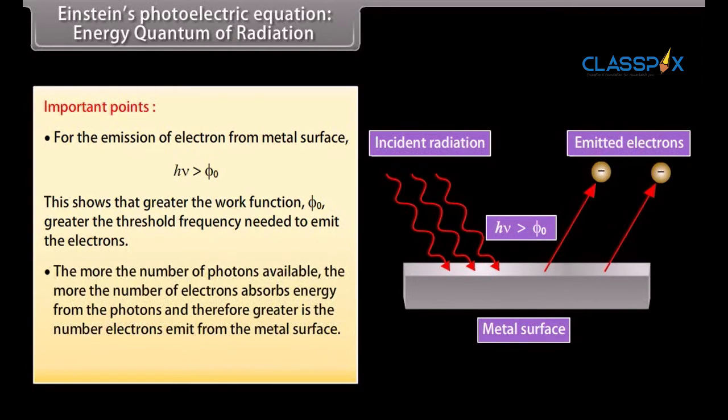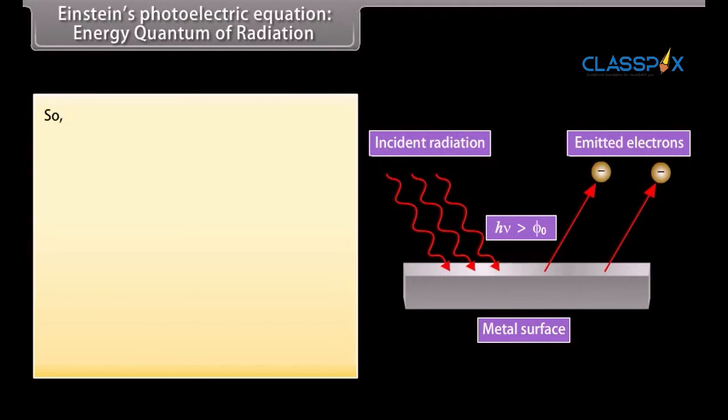The more the number of photons available, the more the number of electrons absorb energy from the photons, and therefore greater is the number of electrons emitted from the metal surface. We know that Kmax equals eV0 and Kmax is equal to hν minus φ0. So, hν minus φ0 is equal to eV0. eV0 is equal to (h/e)ν minus φ0/e.